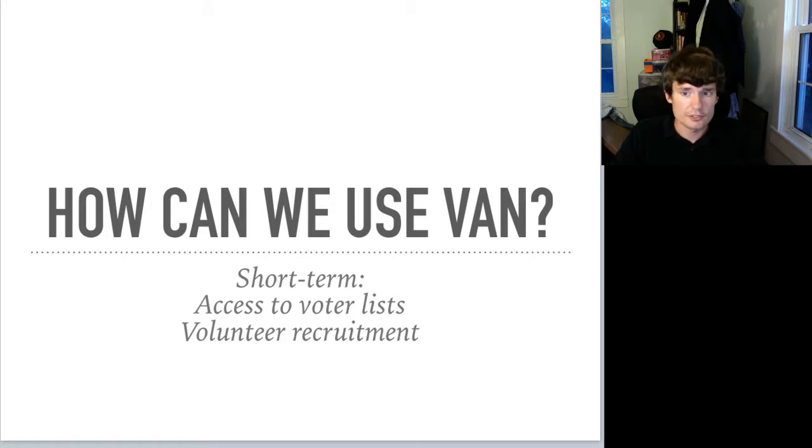We also can use VAN for volunteer recruitment. Like I mentioned, we can pull a list of all the Democrats who voted in the 2016 primary. So they're diehard Democrats. They went to the ballot box last, was it May or June, and voted in the New York State Democratic primary. They voted for either Bernie or Hillary. So we know they're diehard folks. Let's call them up, talk to them about Donald Trump, and talk to them about joining our group.